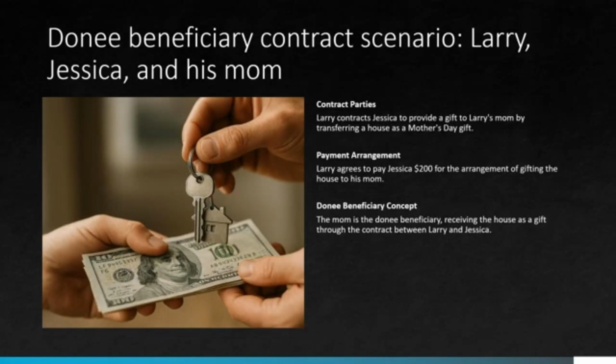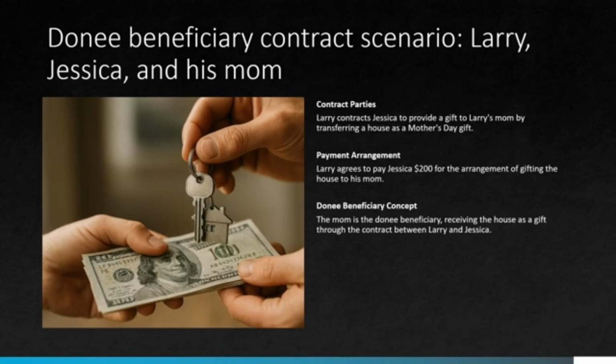So let's look at another example, and that's about Larry, who enters into a contract with Jessica for Jessica to clean his mom's house as a Mother's Day gift to her. Larry's going to pay Jessica $200, and Jessica's going to clean Larry's mom's house, and that's going to be Larry's gift to his mother on Mother's Day. So the third party here is the mom, because she's getting the benefit in this contract. Larry's paying the $200 to Jessica, and that's the consideration he's giving up, and Jessica is cleaning the mom's house.